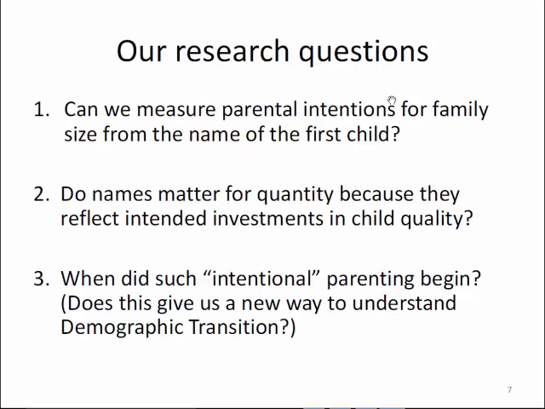So what are we going to do? We're not going to decide between the innovationists and the adaptationists. We're just going to try to answer three questions. The first one is, does this work? Do names predict what's going to happen? And by predict, we mean if you know the name of the first child, do you know how many children they're going to have and how much education they get?